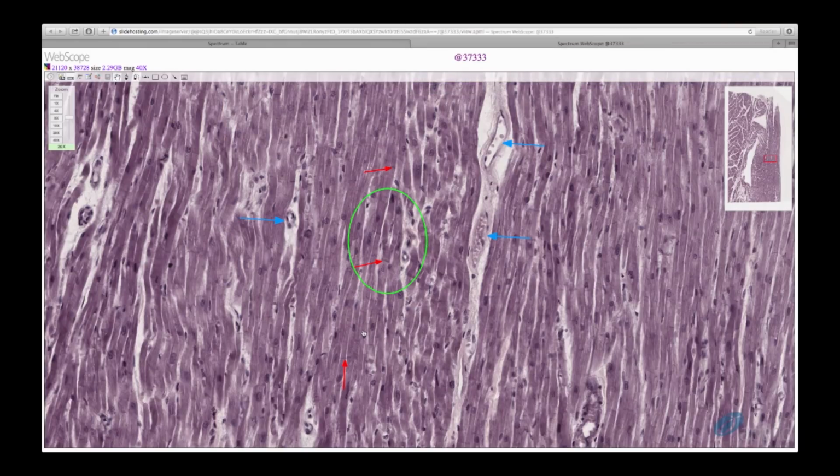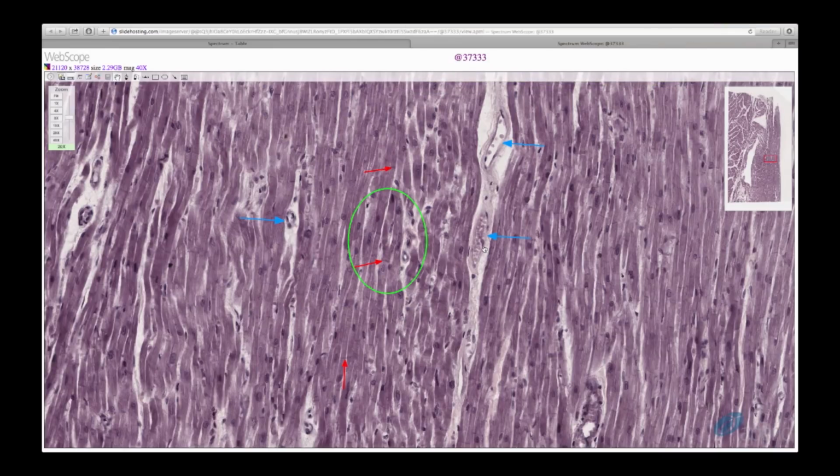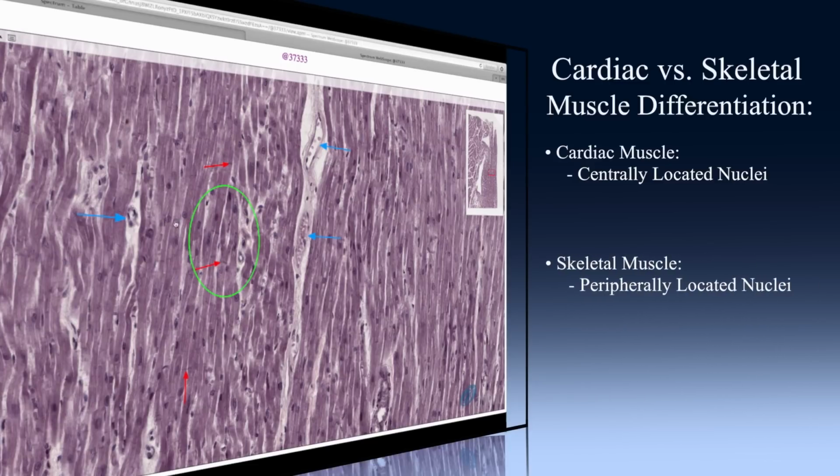I would also like to point out the abundance of blood vessels within the cardiac tissue. Several blood vessels can be seen at the blue arrows. To help differentiate between cardiac muscle and skeletal muscle, here are some histologic features to consider. Cardiac muscle contains centrally located nuclei, while skeletal muscle contains nuclei that are located at the periphery of the cell.